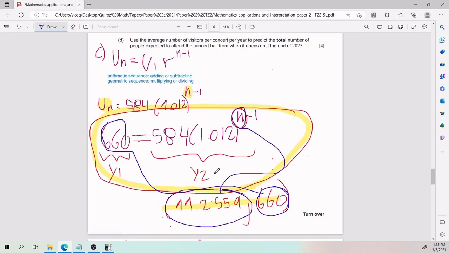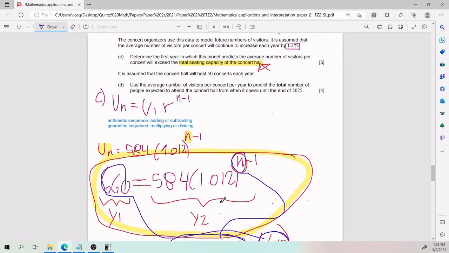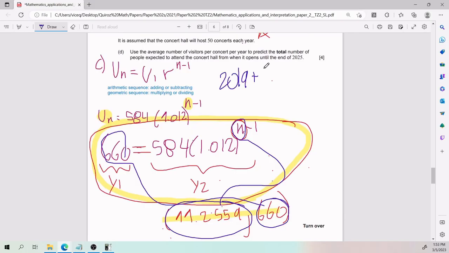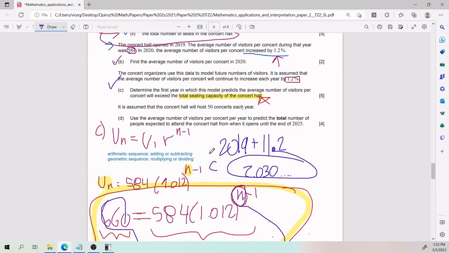So anyways, n has to be 11.2559 in order to make this work. And within the context of the problem, we are talking within the year 2019. See? So 2019 plus a little bit over 11, so 11.2, is going to give me just about 2030. So 2030 a little bit onwards is going to be the year where the seats get exceeded. So that is part C.